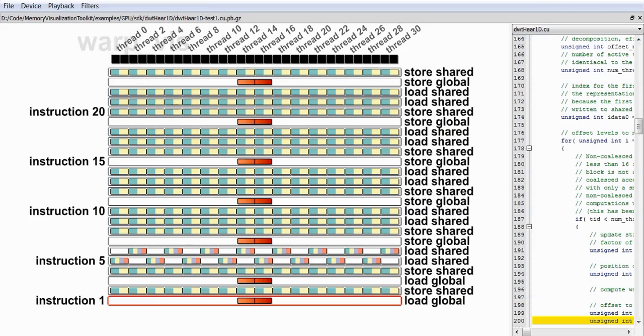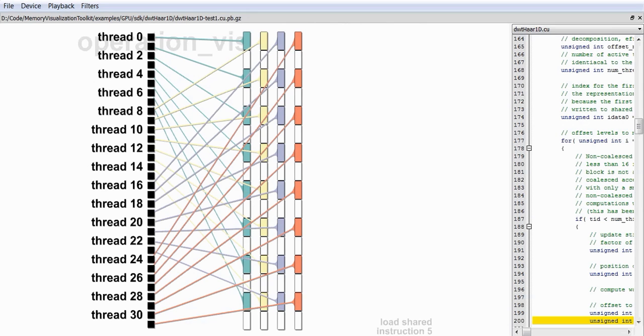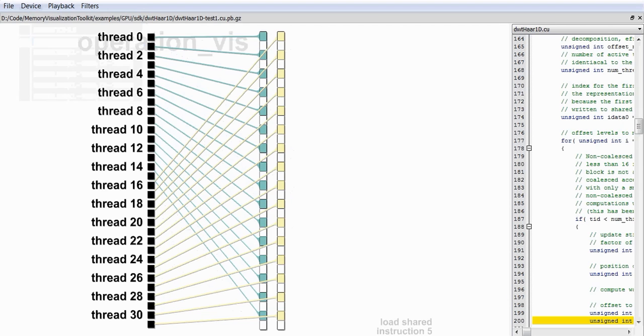The first interesting event is instruction 5. In CUDA 1.0, 4 serialized transactions are required, while in CUDA 2.0, only 2 transactions are required.